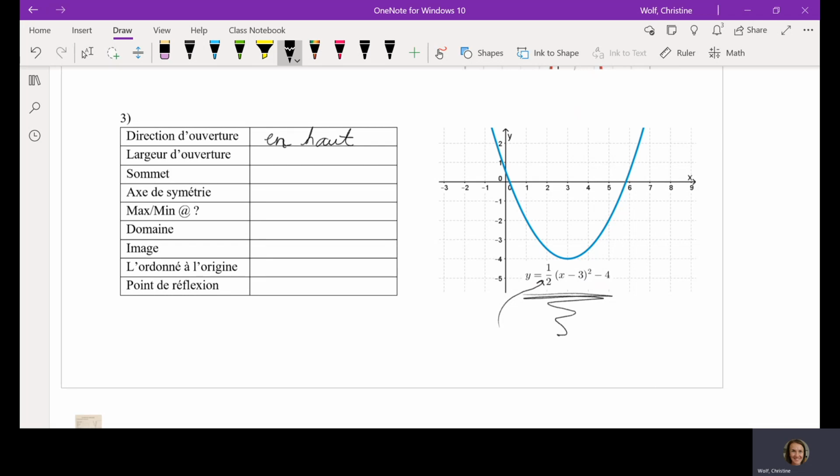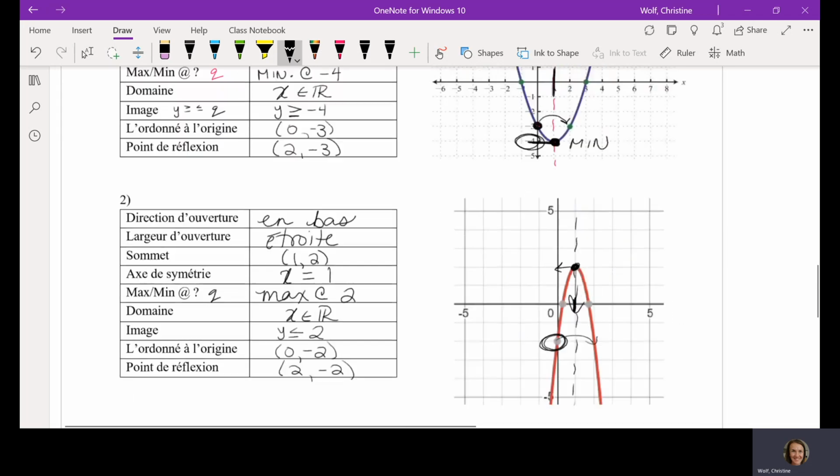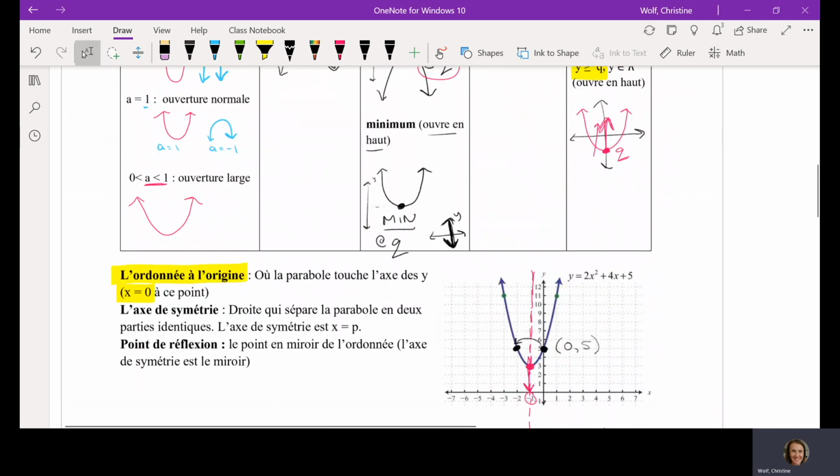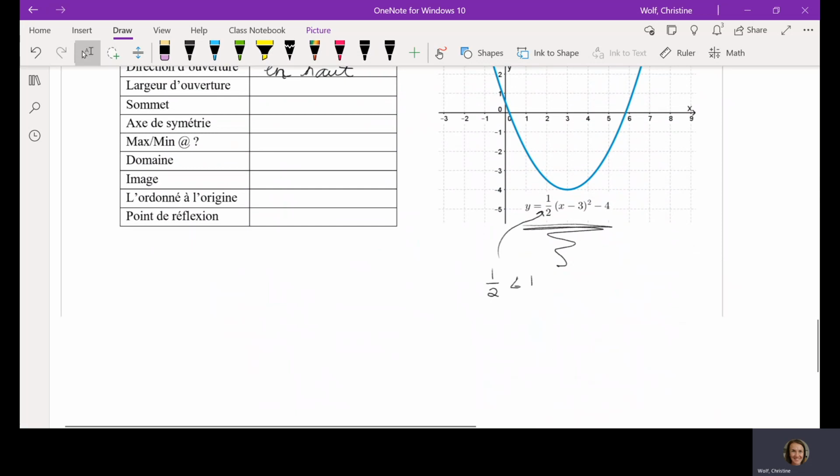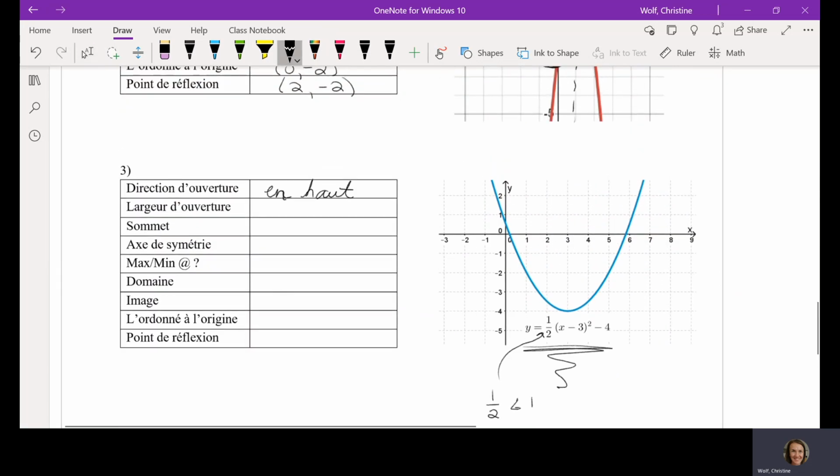Largeur d'ouverture. So, si c'est moins que 1, like 1,5 là, ça c'est moins que 1. And if we scroll up, ça dit que quand c'est moins que 1, c'est large. And you can tell here, this is a really fat parabola, right? So, c'est large.